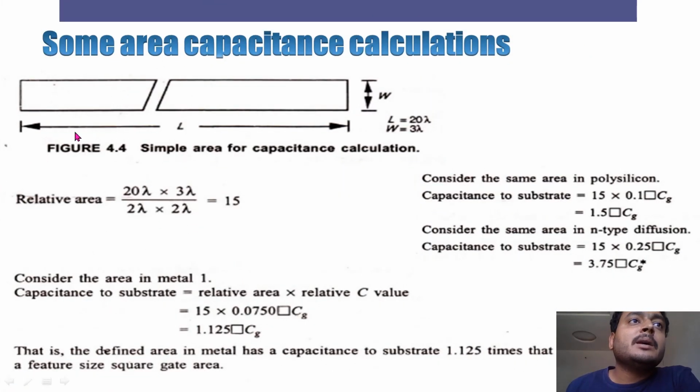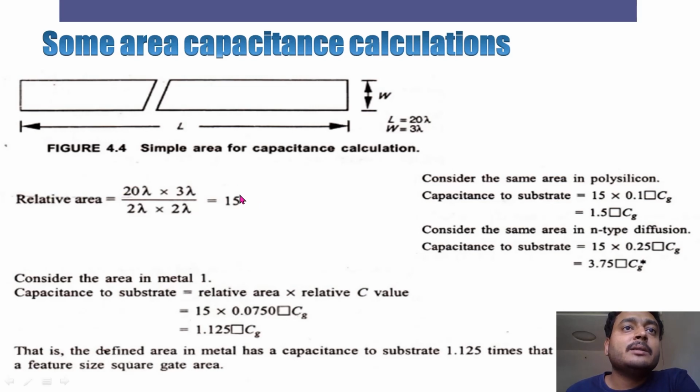The relative area is the actual length of this layer, 20 lambda, and the width, 3 lambda. So the relative area of this layer is 20 lambda into 3 lambda, divided by the minimum gate to channel value, which is 2 lambda into 2 lambda, that is 4 lambda square. Just solve it and you get the relative area as 15.